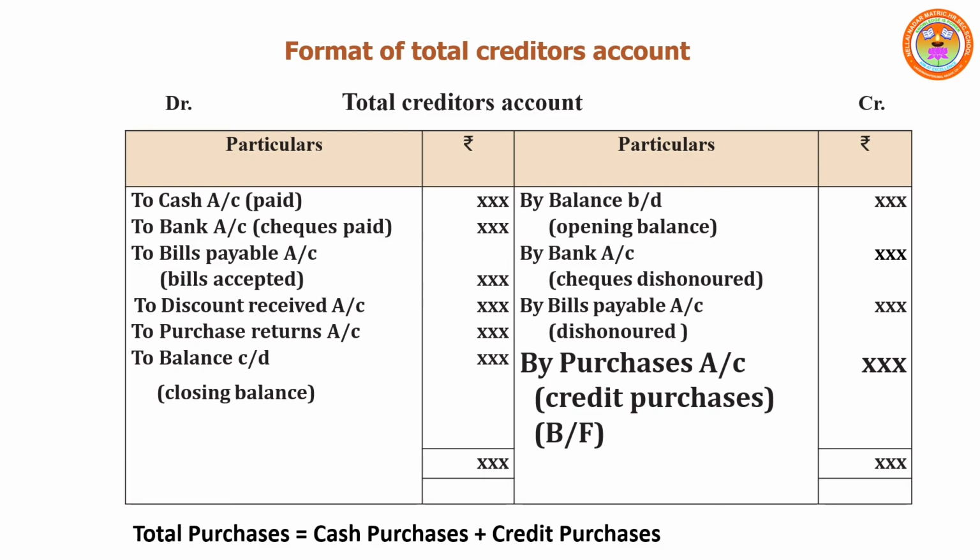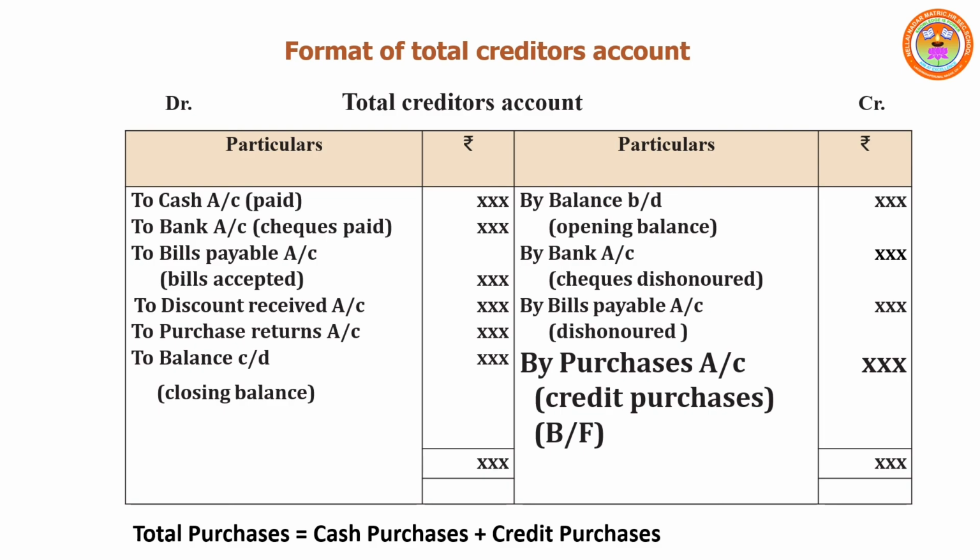Then to discount received. While we are purchasing goods on credit from our suppliers, we used to get discount. So that amount should be written as to discount received. To purchase returns: while purchasing goods on credit, due to poor quality, we are returning goods to our suppliers. That value of goods should be written here. To balance carried down, closing value of creditors will be written here.